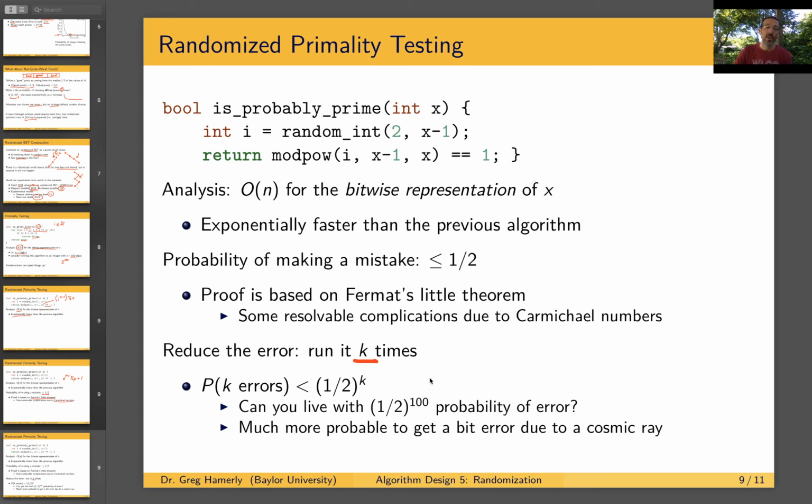So what if you ran this 100 times? Then you'd have the probability of making a mistake, if it was composite, of 1/2 to the 100. And could you live with that probability? It's much more likely that you would get a bit error due to a cosmic ray coming and hitting the memory on your computer. So it's a very, very low probability of error. Okay, so it's not always correct, but it's very likely to be if we run it multiple times.